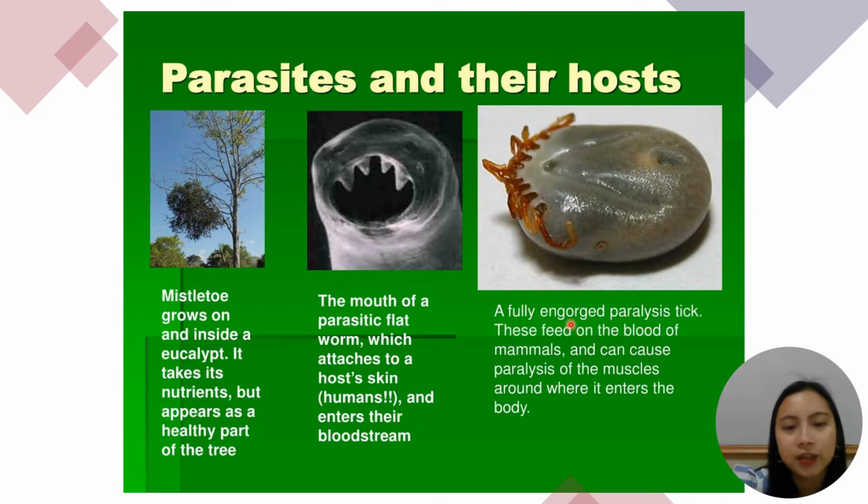Sorry. And this one is a fully engorged paralysis tick. This can also feed on the blood of mammals and can cause paralysis on the muscles where this tick enters. So these are the different types of parasites and their hosts that you can read some of this.